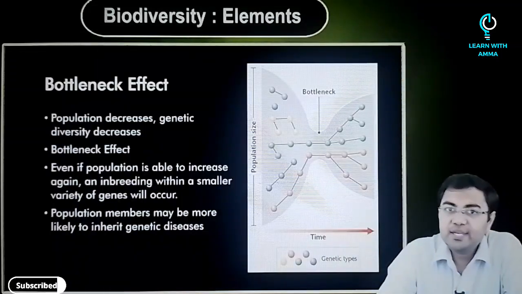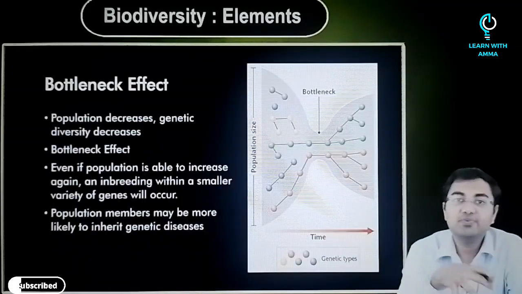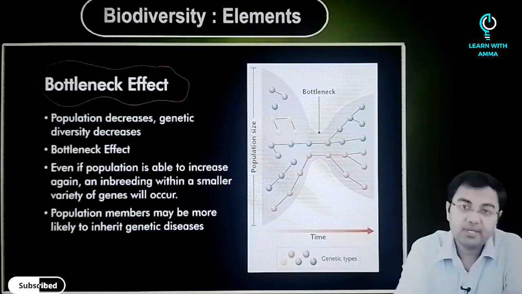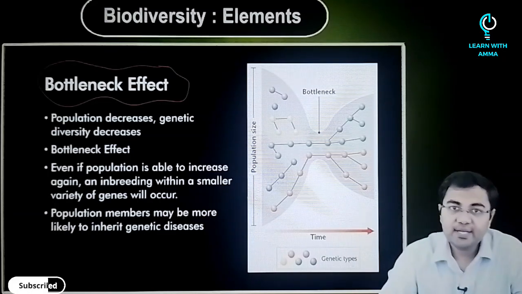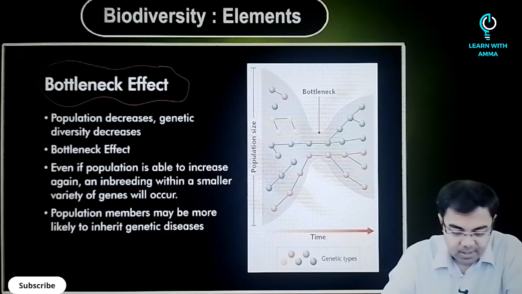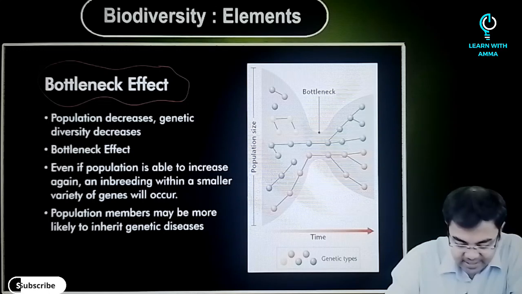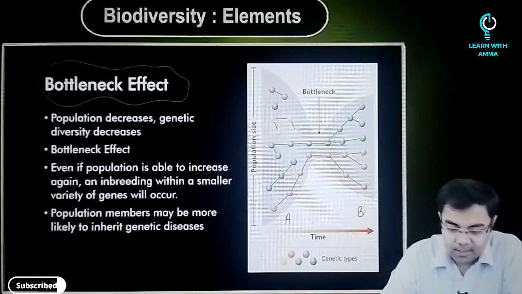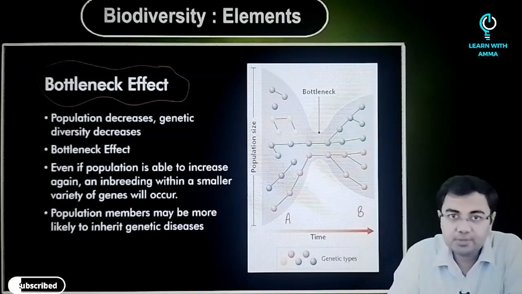Now moving on, one important topic that comes with the elements of biodiversity is something called the bottleneck effect. Now when we talk about the bottleneck effect, what is the meaning? As you can see in the picture, probably you will understand here. If you look at, let's say, side A and side B, what is the difference that you see? If you look at side A, what you see are different kinds of beads.